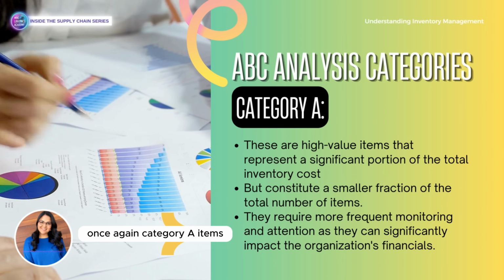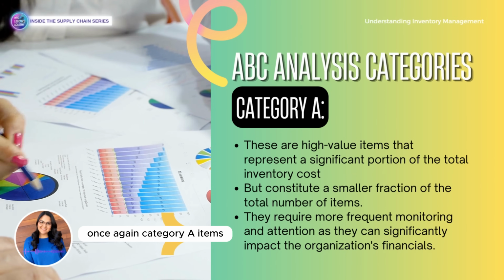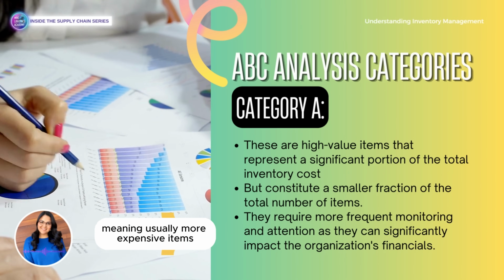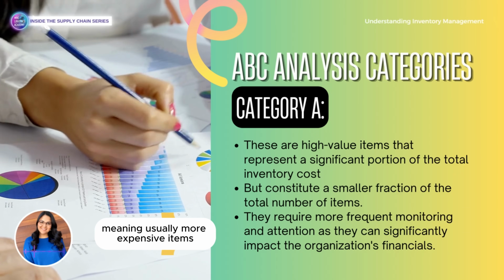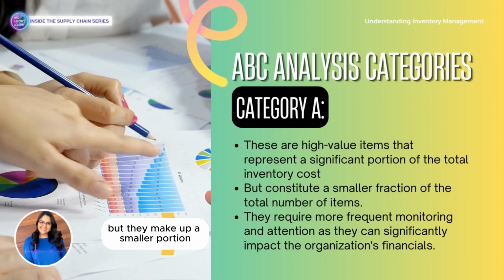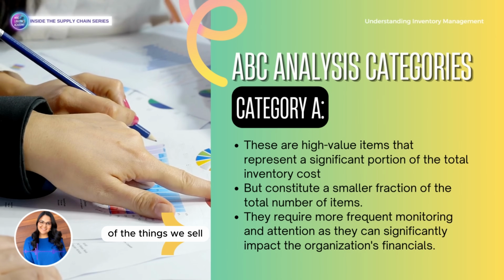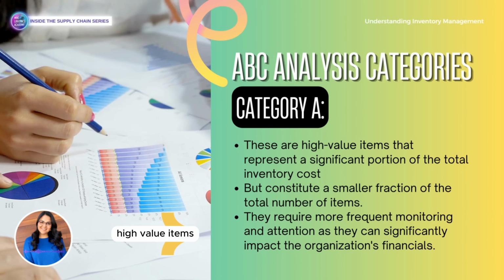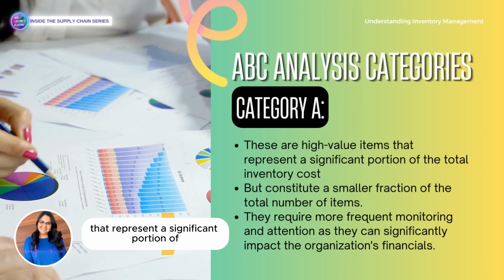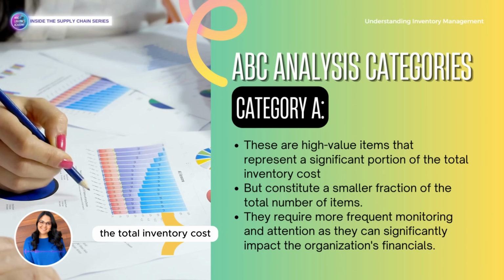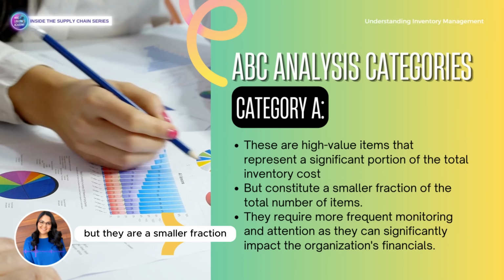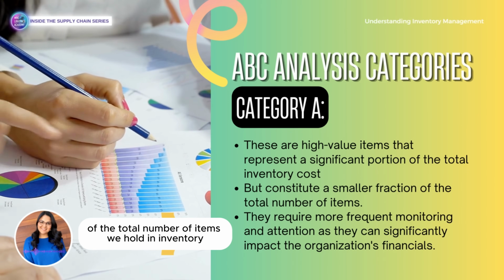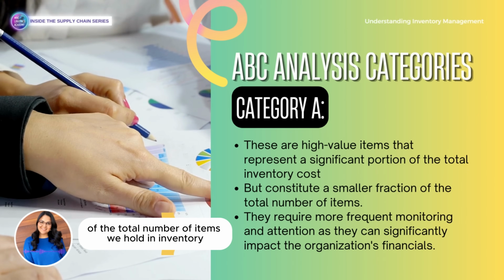Once again, category A items are higher value items, meaning usually more expensive items, but they make up a smaller portion of the things we sell. So category A: high value items that represent a significant portion of the total inventory cost, but are a smaller fraction of the total number of items we hold in inventory.